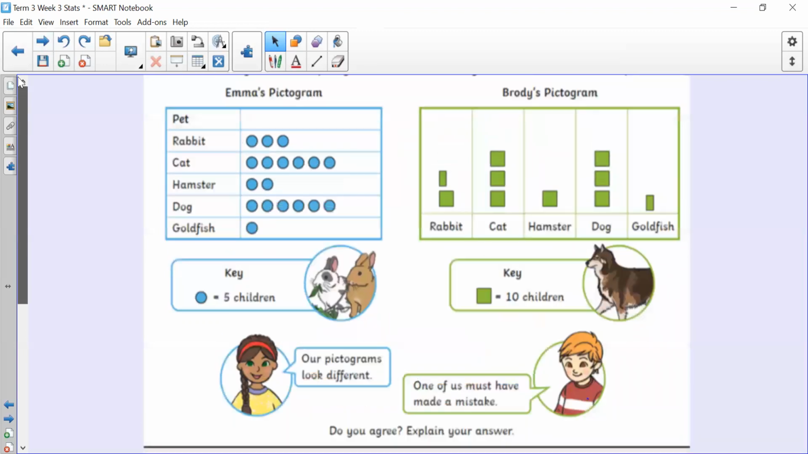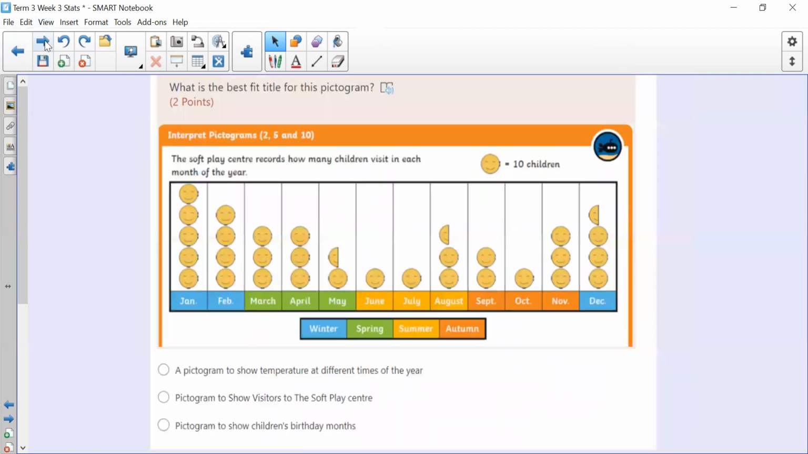Okay, now this one, Emma and Brody have both created a pictogram. Now look at their keys. It's a clue for you. Emma says our pictograms look different. Brody says one of us must have made a mistake. Do you agree? Have they made a mistake? Yes or no? Spend as long as you like on this one. It's a little bit harder.